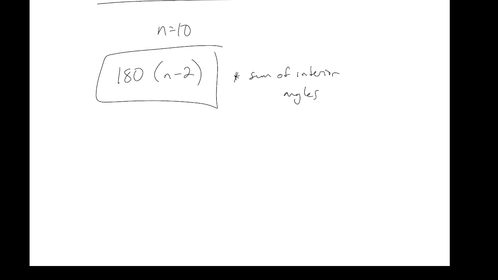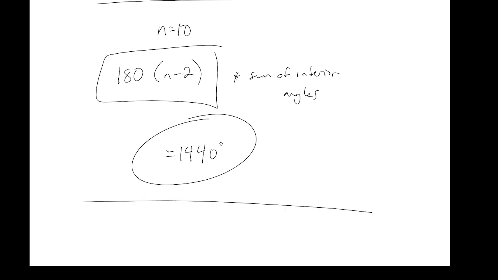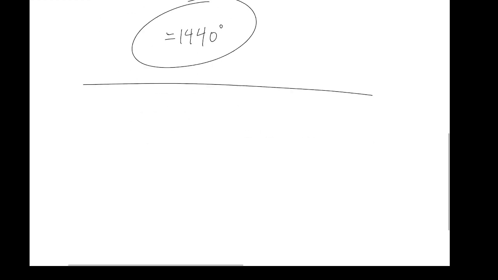This is where we can get the sum of interior angles for any polygon. 10-sided, no problem. 10 minus 2 is 8. 8 times 180, as your calculator will tell you, is 1,440 degrees. Light work, right? So let's go ahead and do one of the examples that we'll have in the book.